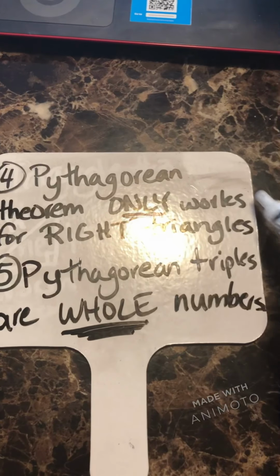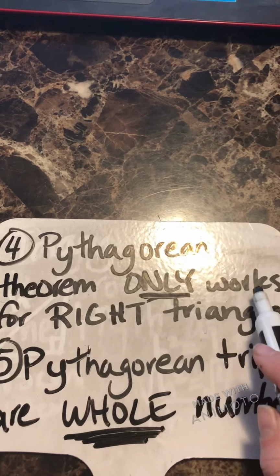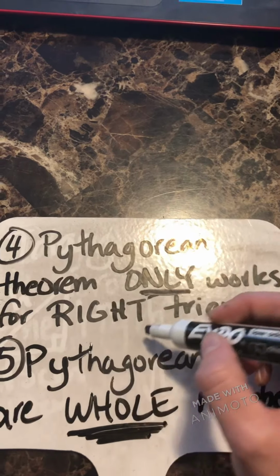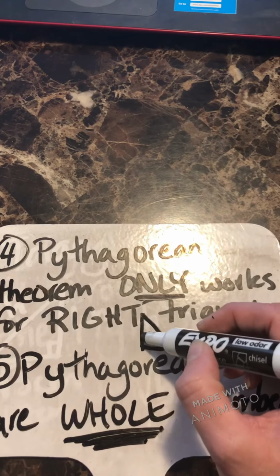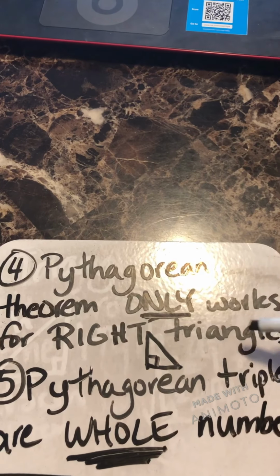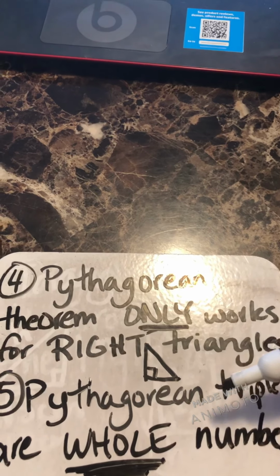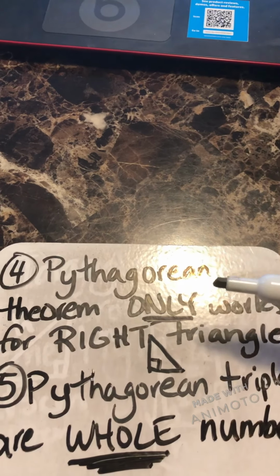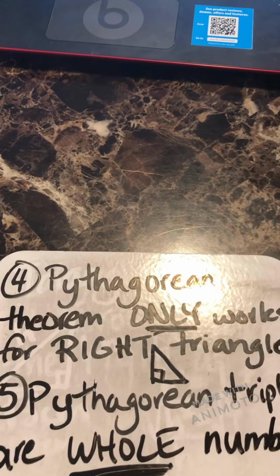The last 2 points we learned last week is that the Pythagorean theorem only works for right triangles. So right triangles means there's a right angle. Right angle is a 90-degree angle. Pythagorean theorem only works for right triangles. So if you have a triangle with 3 different measurements, you have to plug them into the Pythagorean theorem.